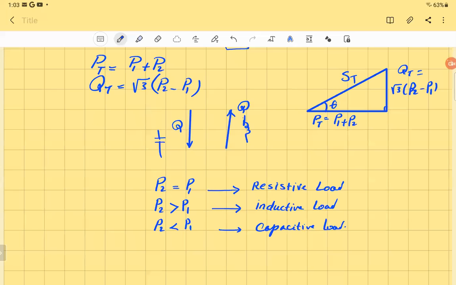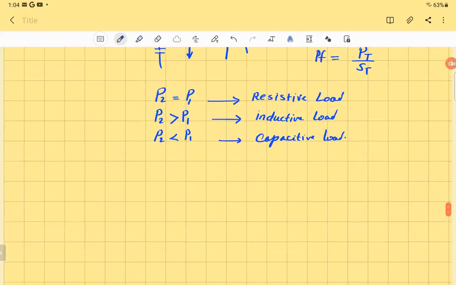To calculate power factor, we already have the triangle, power triangle. It'll be easy. So the power factor here would be equal to cosine theta, which is equal to PT divided by ST. If you find theta, it's tan inverse of QT over PT. Just use the old trick that we used before. But just keep in mind, PT, or the total power, equals P1 plus P2. Q total will be equal to root 3 times P2 minus P1. Let's see if we have time. Yes, we have time to do one example.